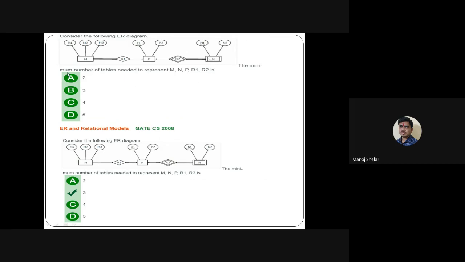Then the question is: what is the minimum number of tables needed to represent M, N, P, R1, R2? What is the minimum number of tables we can create? So one table for M, yes, because of the primary key. M1, M2, M3 is one table. Second is the P table, with P1 and P2 attributes, and third is the N table, with N1, N2. So among the options 2, 3, 4, 5, a minimum of 3 tables can be created successfully. So the answer of this question is 3. This is the GATE 2008 question in the CS paper.